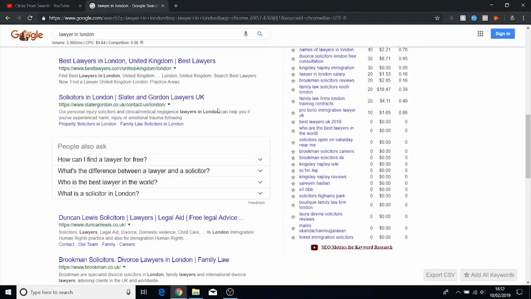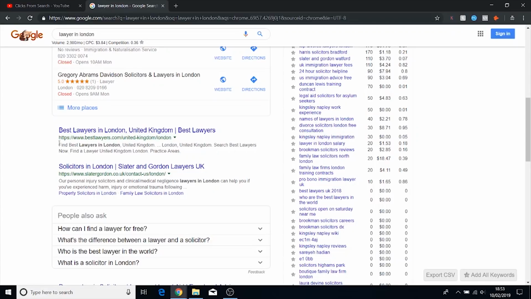Now, that being said, it's not impossible. As long as you have enough resources and enough time, anything can be ranked for. Apart from keywords to do with your money or your life, everything else is up for grabs. It just depends on how big a resource you have in terms of money and in terms of time that you can put into ranking for a keyword like this. So let's take a look at the competition, right?